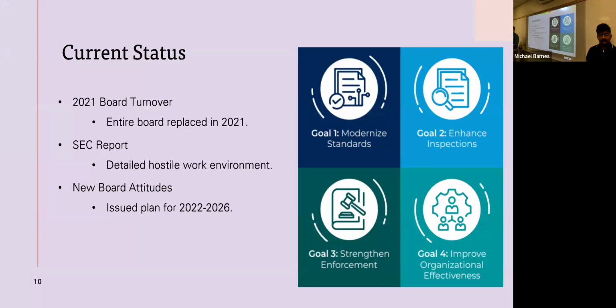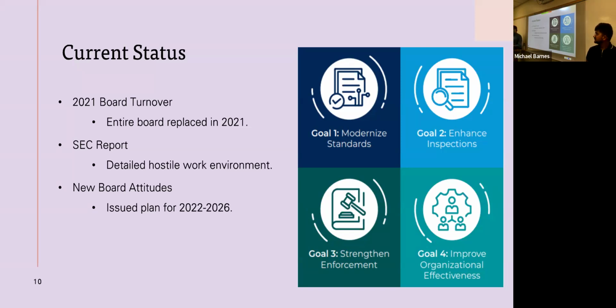So now I'm going to talk about the current status. In 2021, there was a total board turnover. The entire board was fired by the SEC because of an SEC report that came out that year. It detailed a hostile work environment within the PCAOB. There was a culture of fear and distrust and just miscommunication on the board. And there were some whistleblowers. An SEC report came out and they fired the entire board.